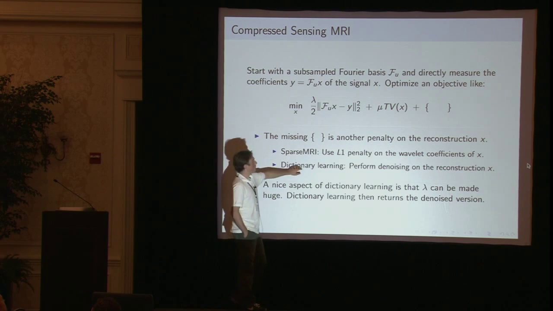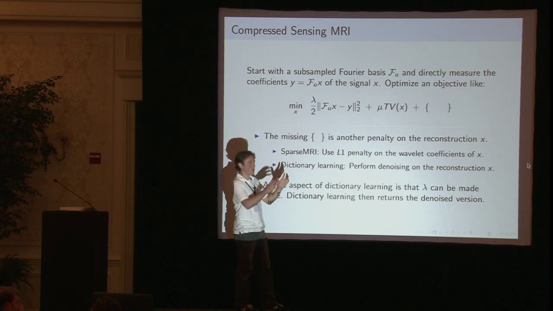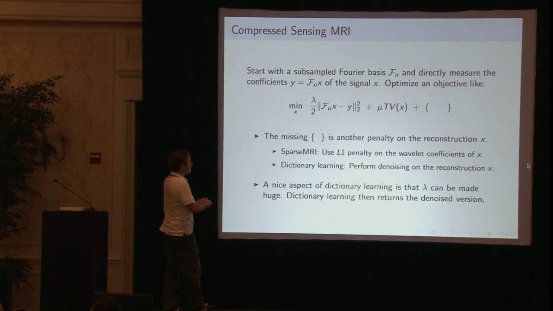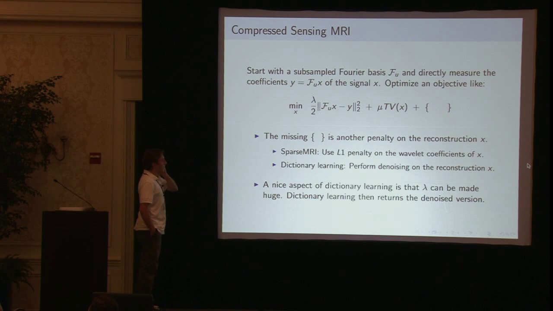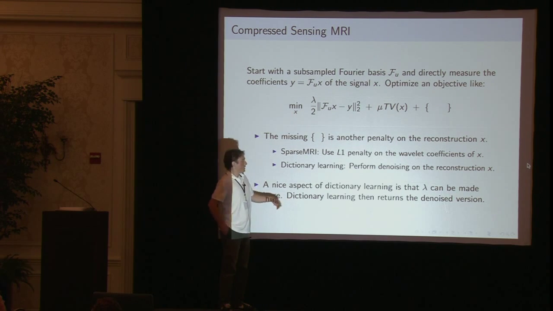For dictionary learning, we just add the dictionary learning penalty of x. So we extract patches from x and do dictionary learning, which is like a denoising penalty. And so you can use KSVD there, and that's been done. This is the beta process model, which is what I've done with my collaborators. And one nice aspect of doing this is that we don't have to worry about what lambda is, because the dictionary learning does a simultaneous denoising and reconstruction.